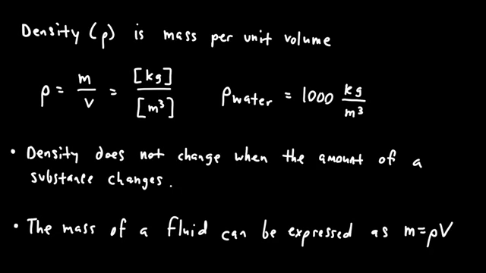One important property of a fluid is its density. And density is written as the Greek letter rho. So it's not a P, it's a Greek letter rho. And we know that density is mass per unit volume, or mass divided by volume, where the mass should be measured in kilograms and the volume should be measured in meters cubed. And when those units are used, the density of water is 1,000 kilograms per meter cubed.